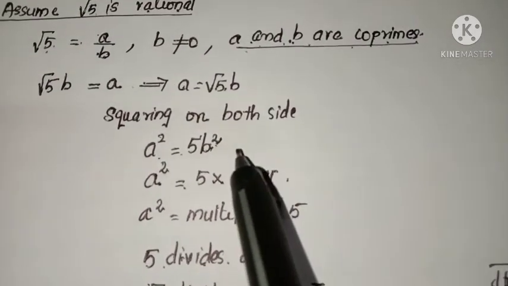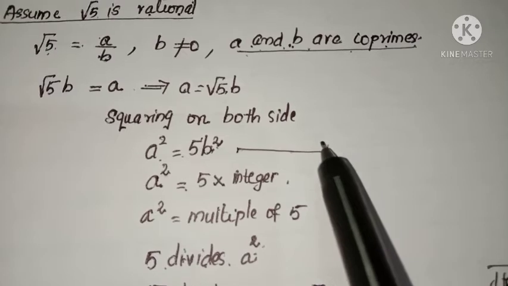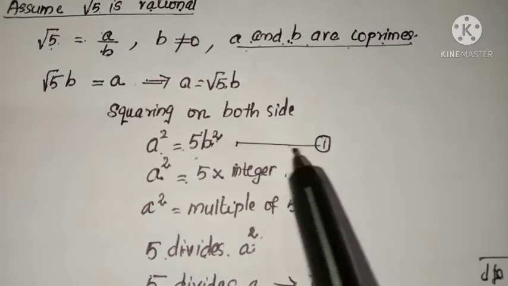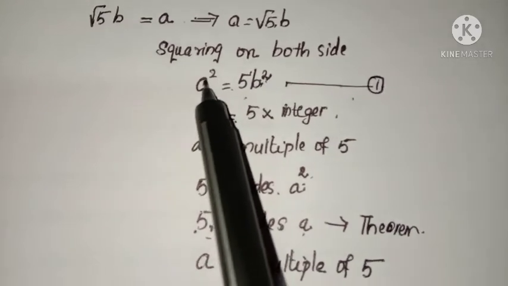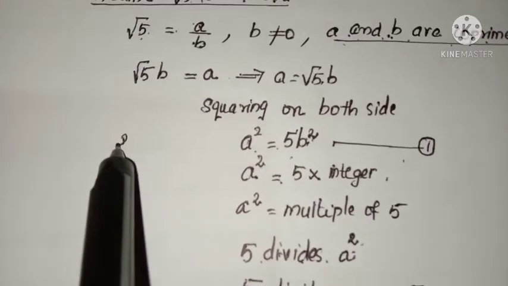Now look at this one. A square equals 5 B square. Put it as equation number 1. And in this equation, replace A square with 25 C square.